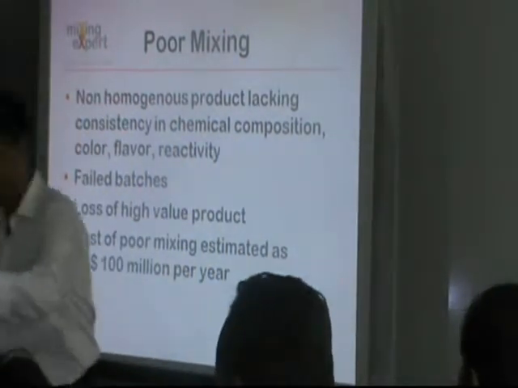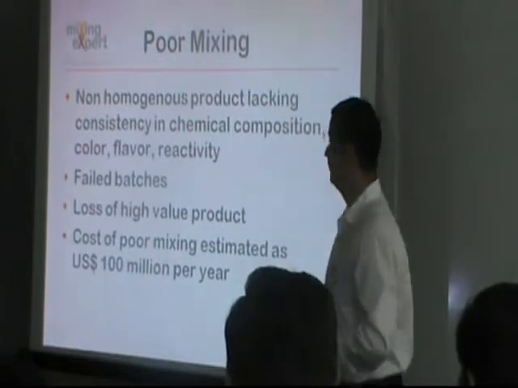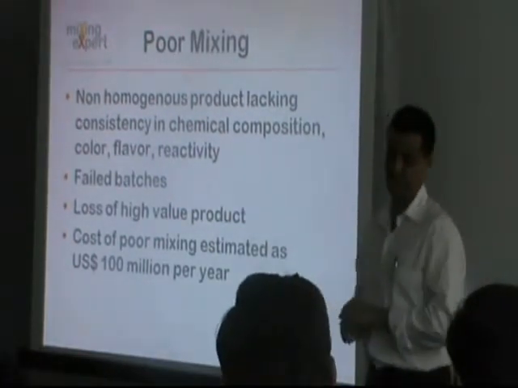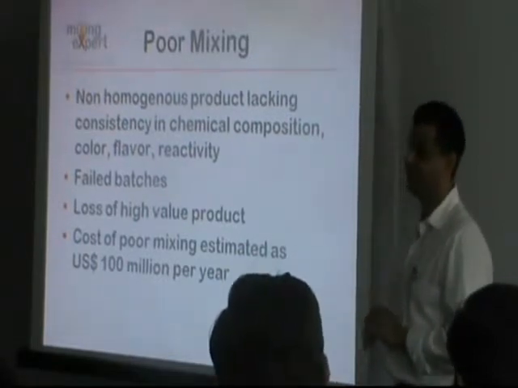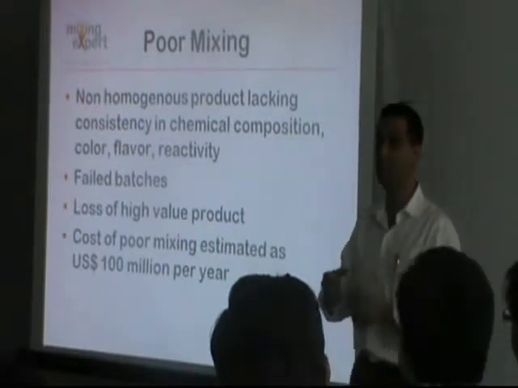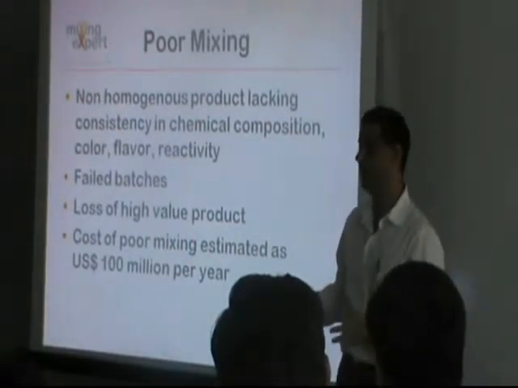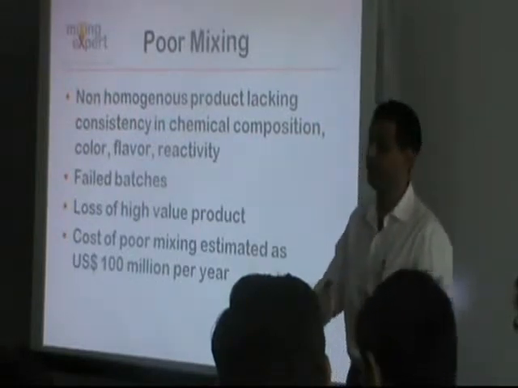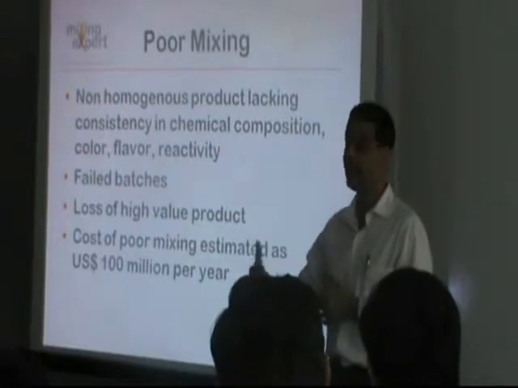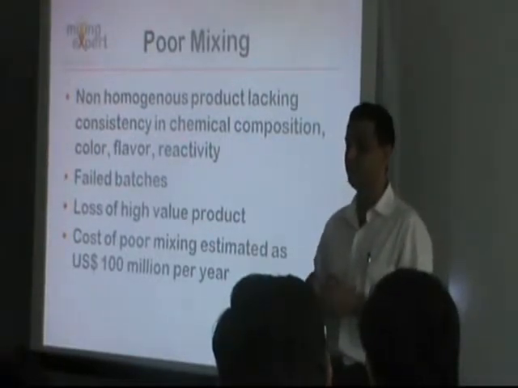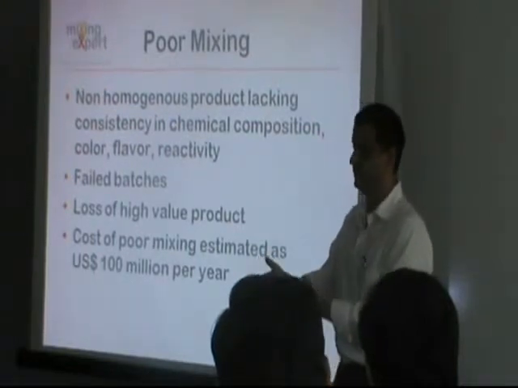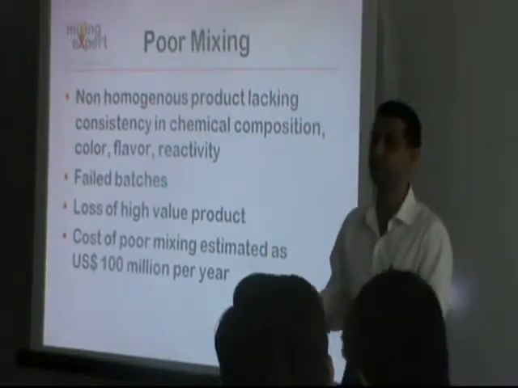So, rejections and poor mixing. What do we mean by a product which is not well mixed, or which is poorly mixed? It is something which is non-homogeneous, and non-homogeneity could be with respect to a particular parameter. It could be with respect to lacking consistency in the chemical composition. It could be color, flavor, reactivity. So it is extremely important that at the end of the mix cycle, what we get is homogeneous.